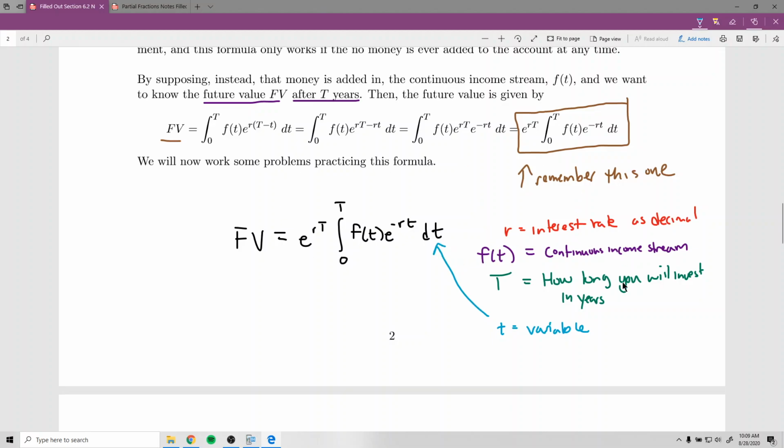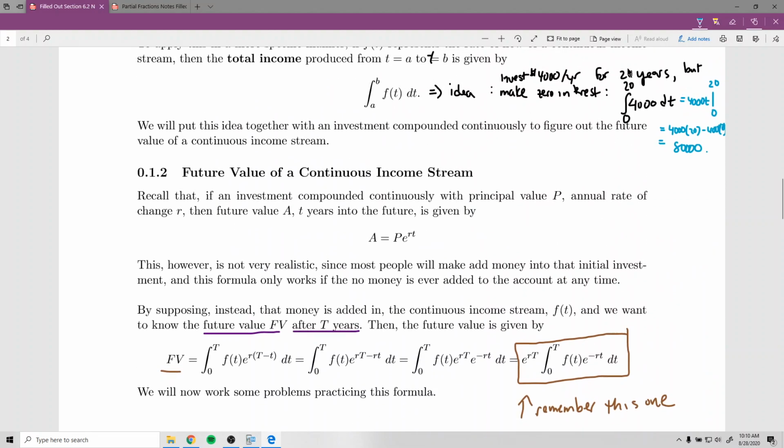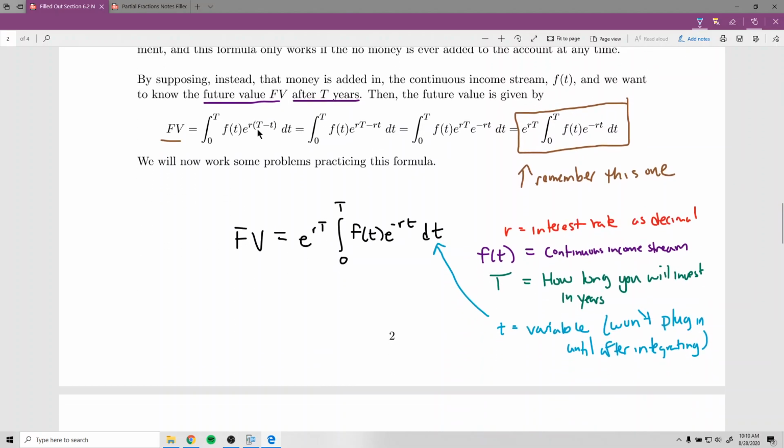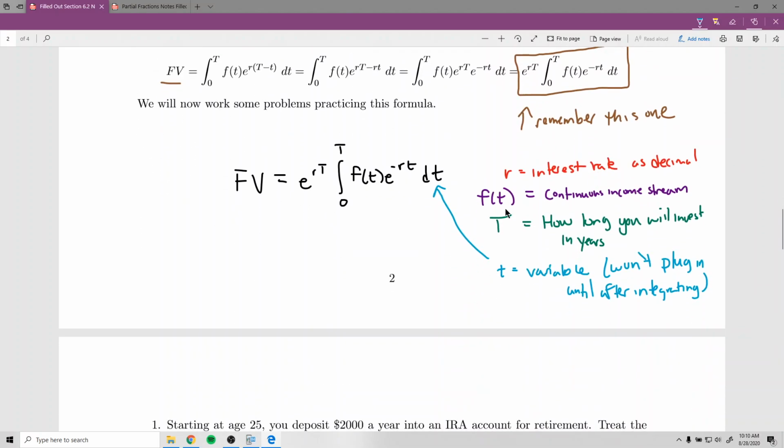So when we plug in our formula here, we will leave t alone. That's the variable that we will be integrating, and we won't plug in until after integrating. But once again, we're really just combining the PERT thing with the continuous income stream that I explained above, the total income, to get this formula.